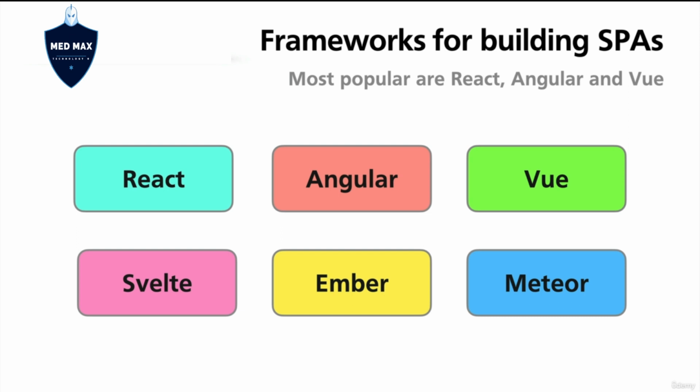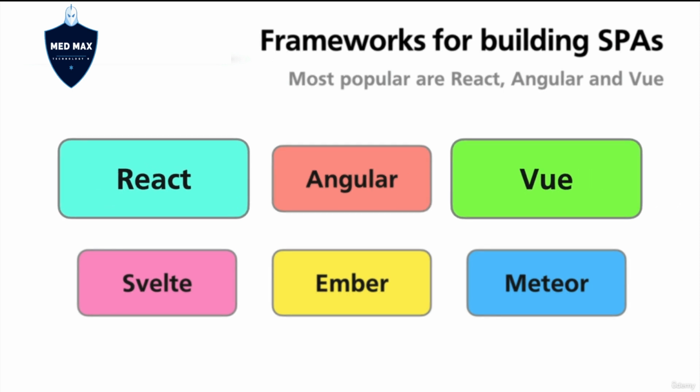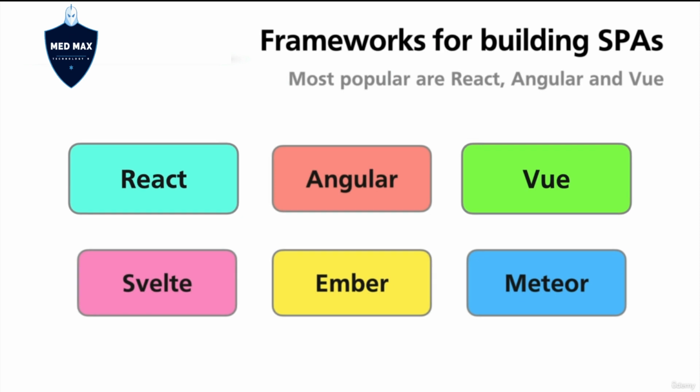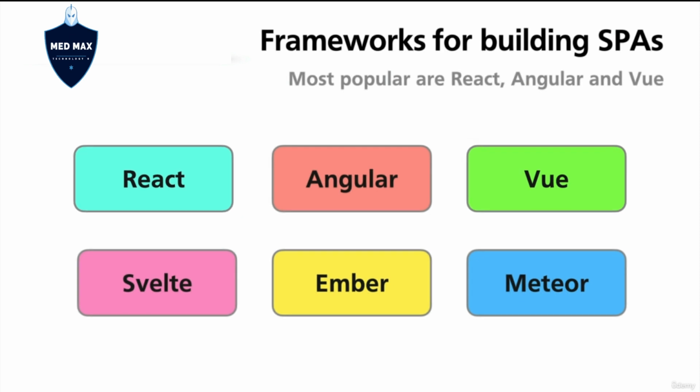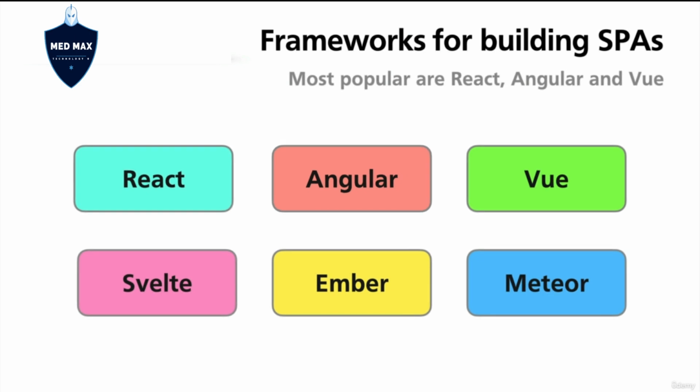Here are some examples of such frameworks and libraries: React, Angular, Vue, Svelte, Ember, and Meteor. Most popular are React, Angular, and Vue. React and Vue are very flexible and they are used by companies and businesses of different sizes. Angular is a solution more for large enterprises. Also, React and Vue have shorter learning curve in comparison to Angular.